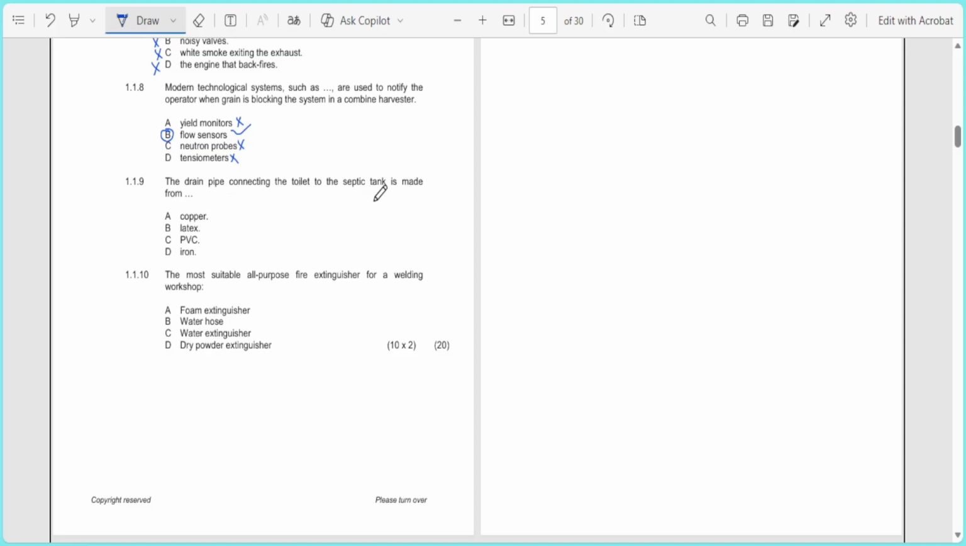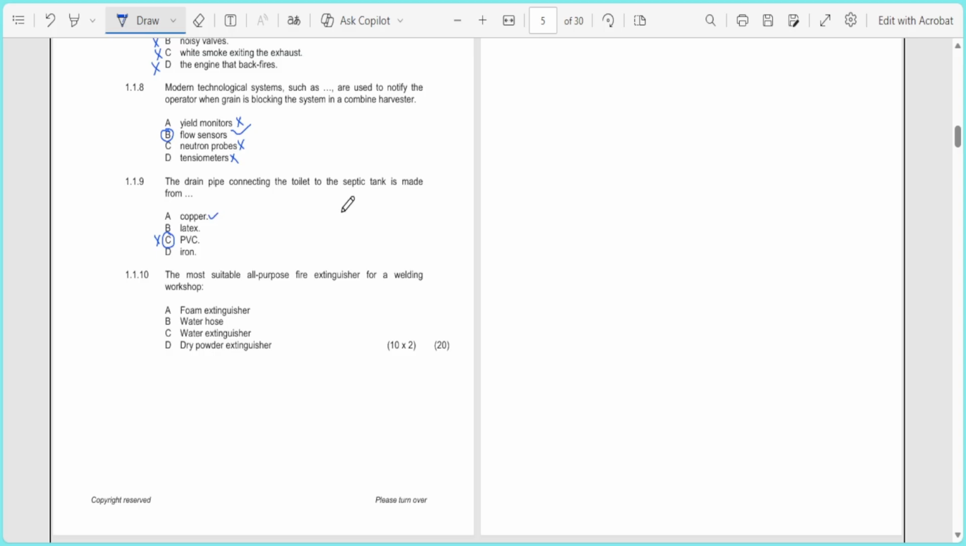connecting the toilet to the septic tank is made from an obvious one. It's obvious. PVC pipes. We are normally using PVC pipes for connecting the toilet to the septic tank. Okay. First of all, it's not like we cannot use copper. Copper is actually a material that can be used for connecting the toilet with the tank.